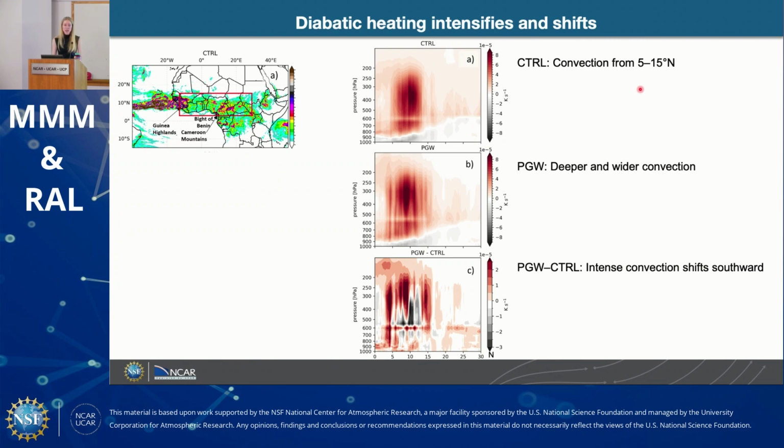We looked at changes in diabatic heating as well. This is a little bit larger region, so we're going from 0 to 30 degrees north here. In the control, we see that convection is largely between 5 to 15 degrees north. And then when we look at PGW, we can see that this convection is much deeper, and it tends to be wider in a warmer climate. When we take the difference, we see this intensification of diabatic heating, and we also see a southern shift in that diabatic heating that's consistent with the southern shift in precipitation.